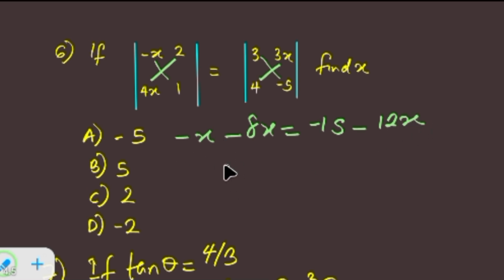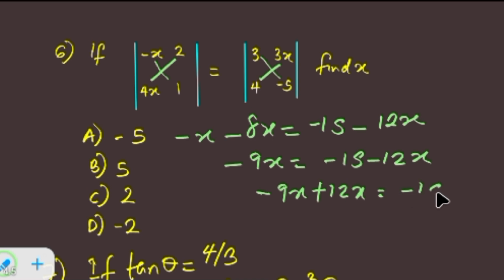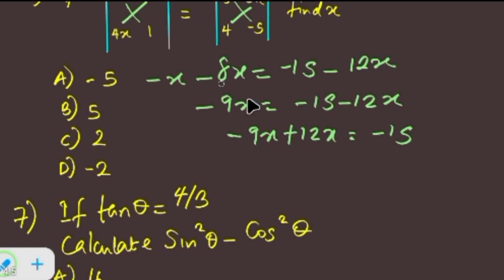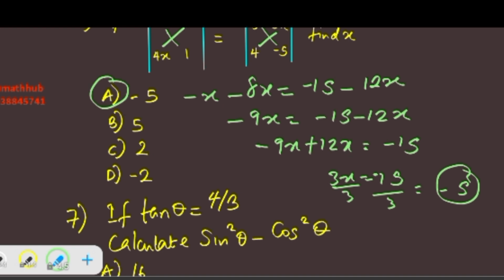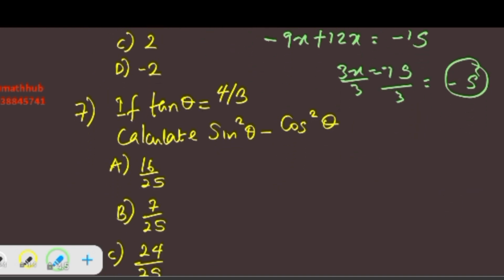Collect like terms, this will give minus 9x on this side. So I'll give you minus 15 minus 12x. Collect like terms, bring this minus 12x here. So it's going to be minus 9x plus 12x is equal to minus 15. Minus 9x plus 12x will give you 3x equals minus 15. From here, divide both sides by 3, that will give you minus 5. So x is minus 5. Just look for it there. That's option A.